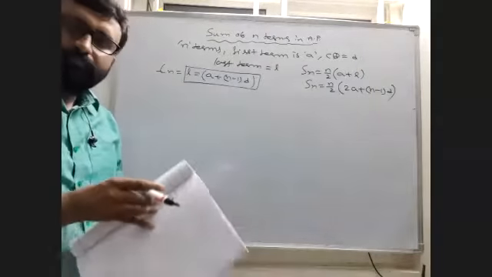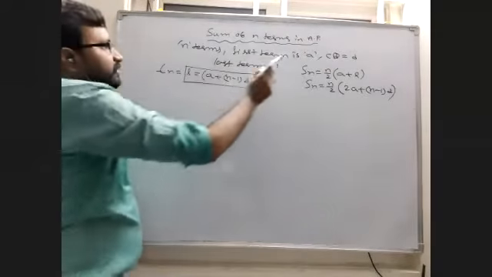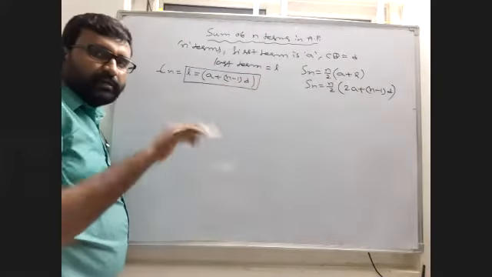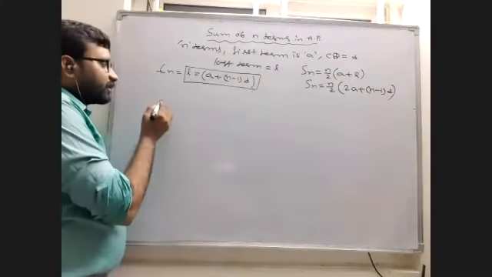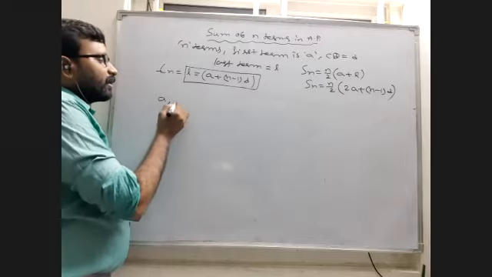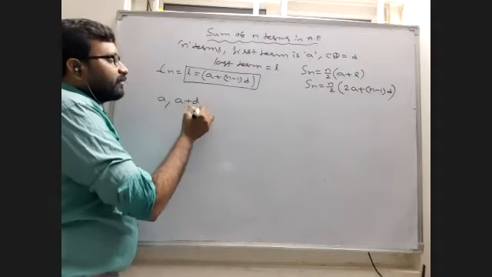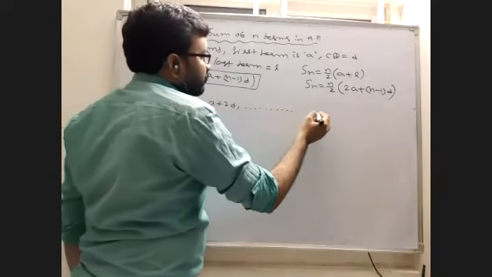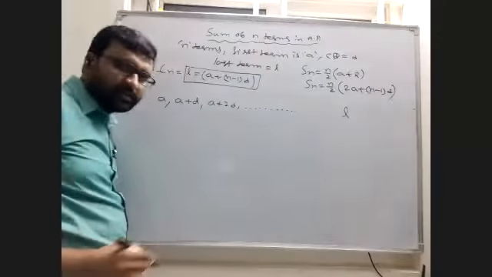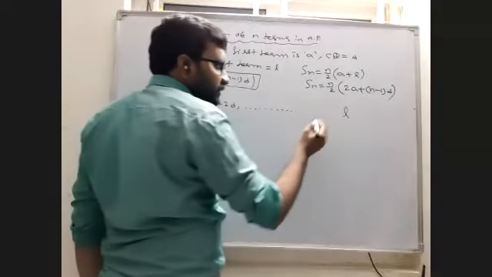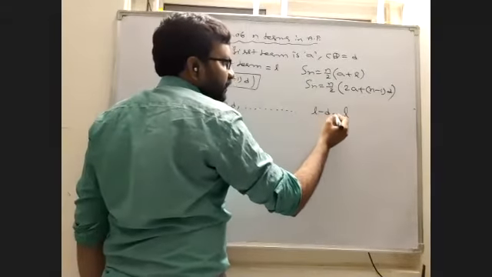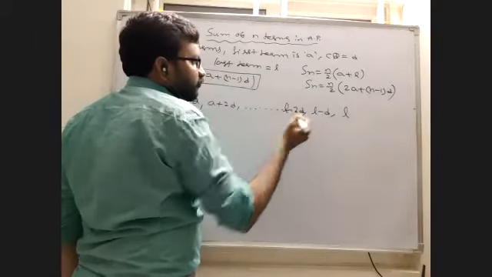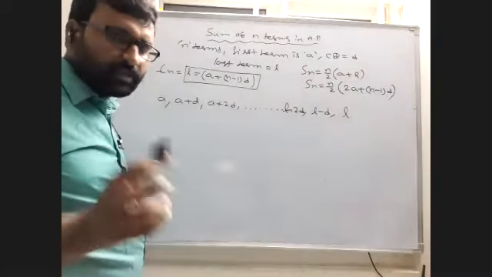Now, with first term A, common difference D, last term L, and number of terms n, we can write the AP as A, A plus D, A plus 2D, and so on. The last term is L. Before the last term is L minus D. Before that term is L minus 2D. Very simple.